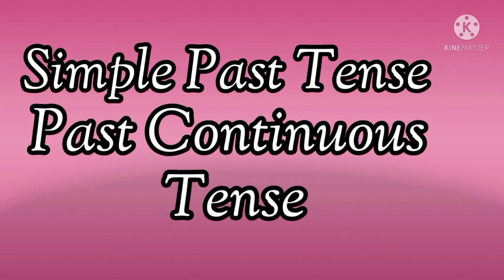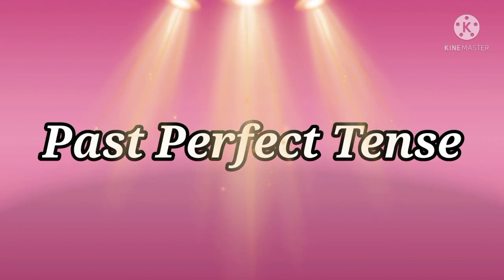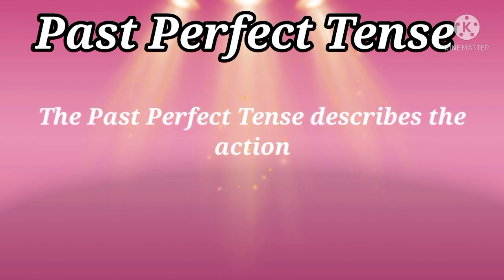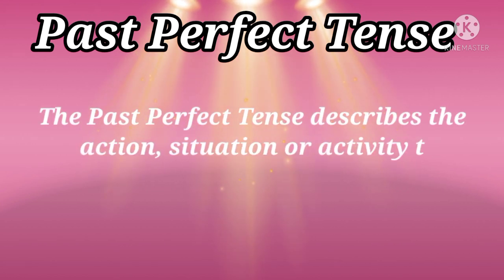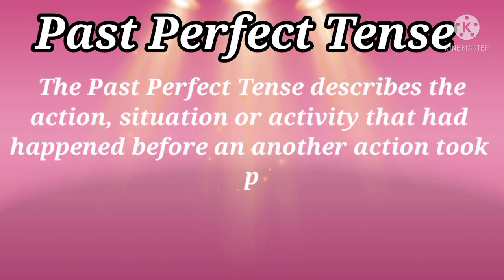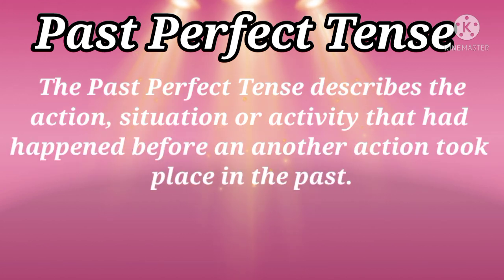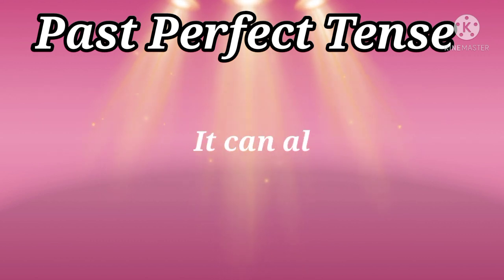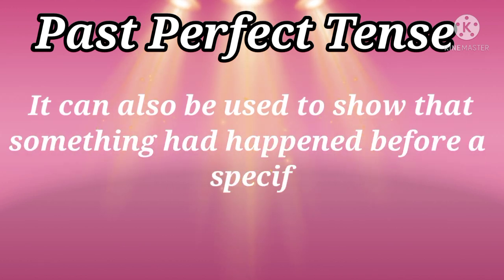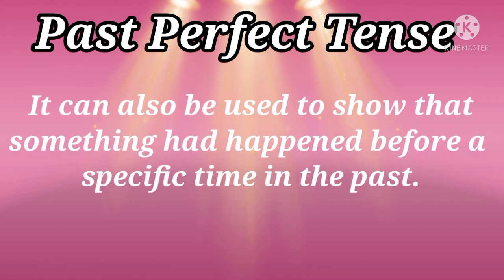My dear children, we have already talked about the simple past tense and past continuous tense. Now we are going to learn about past perfect tense. The past perfect tense always describes the action, situation or activity that had happened before another action took place in the past. In other words, past perfect tense can also be used to show that something had happened before a specific time in the past.